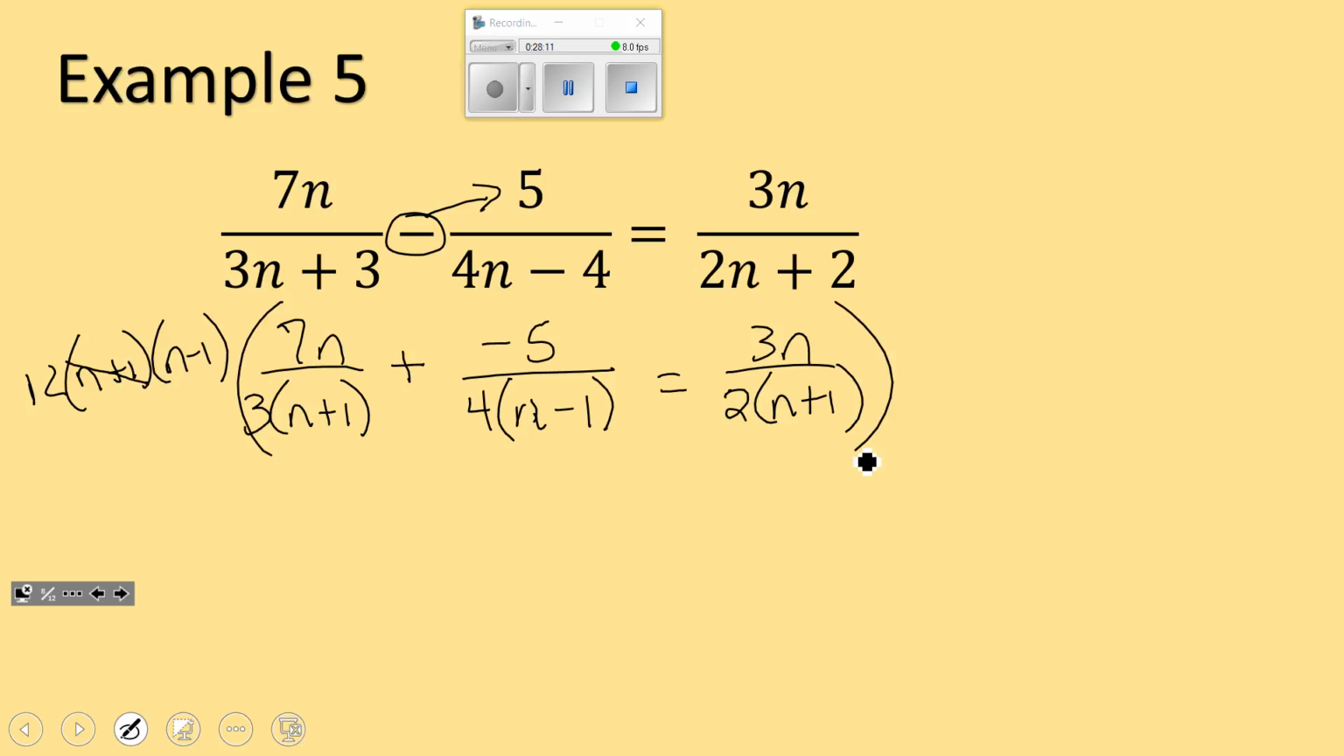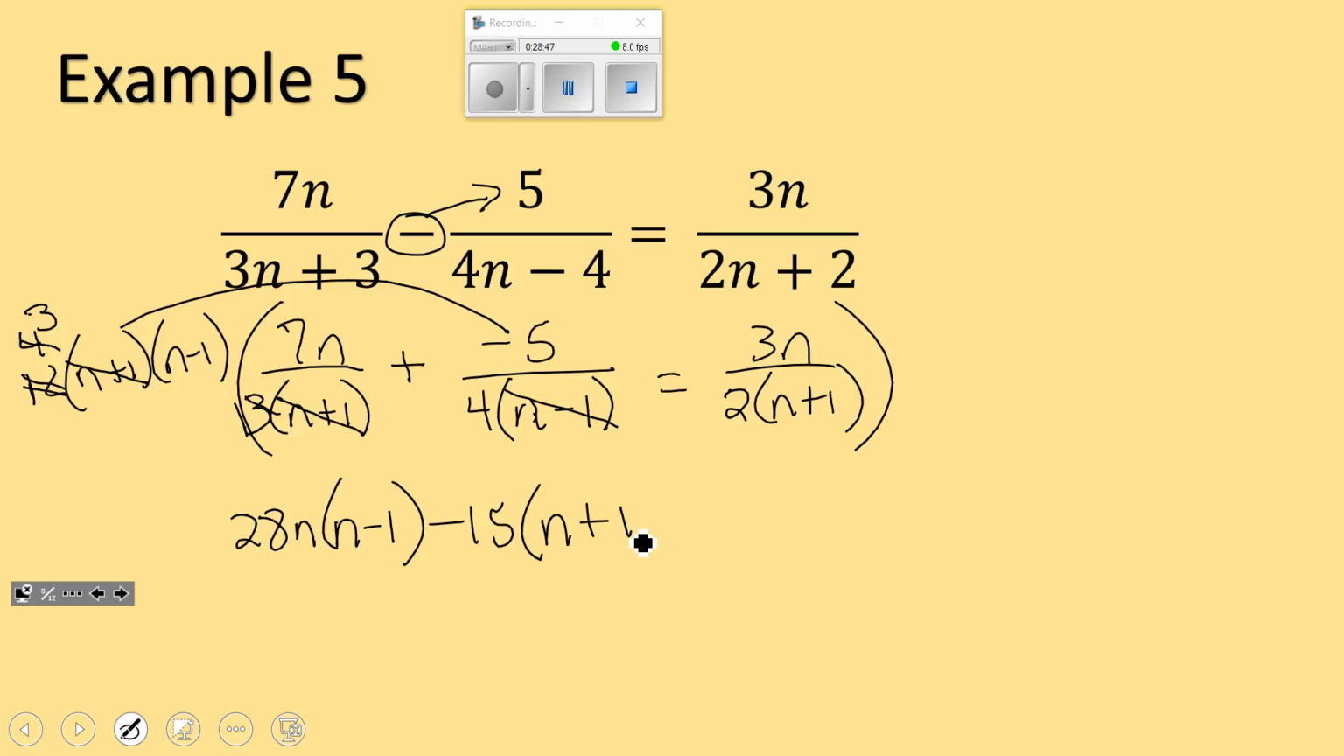If I take it to the first one, n plus 1 will cancel with n plus 1, and then the 12 will become a 4, and this will become a 1, so what will I have? 28n times n minus 1. Does that make sense? Okay, then when I take it to this guy, what will cancel? The n minus 1s will cancel, and the 12 will become a 3 this time, right? And so what will that make? I'm going to go ahead and put the negative 15 times n plus 1. Everybody following with me? Okay, and then on this side, the n plus 1s will cancel, and the 2 will become a 1, and the 12 this time will become a 6. So I'll have a 6 and a 3n. That'll make 18n times n minus 1.